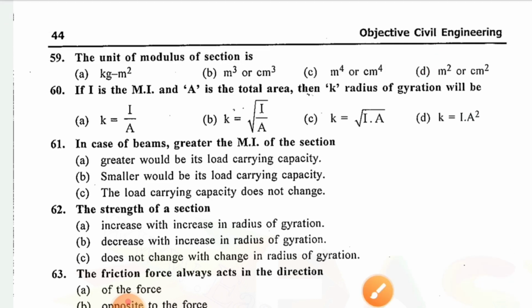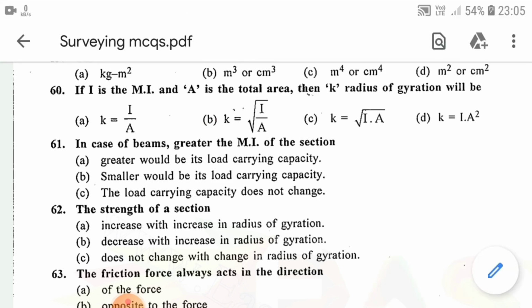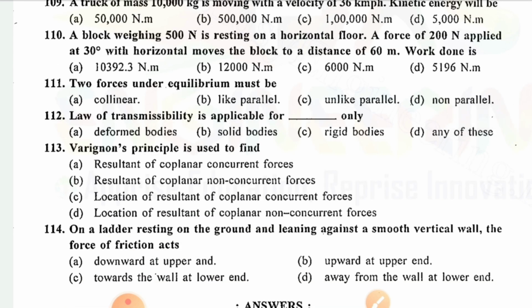Question number 60. If I is the moment of inertia and A is the total area, then K, radius of gyration, will be: option B is correct, K equal to root I by A. Question number 111. Two forces under equilibrium must be: option A is correct, collinear.